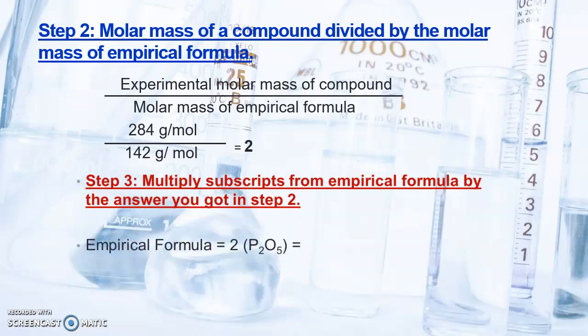Okay, what's next? Step 3 is multiply the subscripts from the empirical formula by the answer you got in step 2. So the empirical formula given in the problem is P2O5, and our answer in the computation for step 2 is 2. So 2 times P2O5, the answer is P4O10. That is now the molecular formula of the compound. So I hope you guys were able to grasp how to solve for the molecular formula.